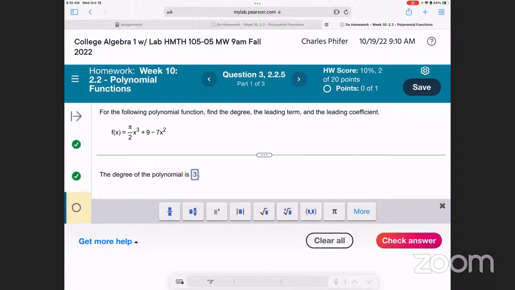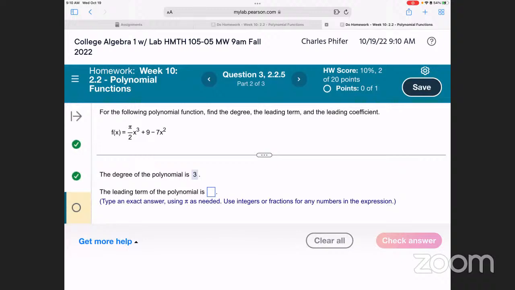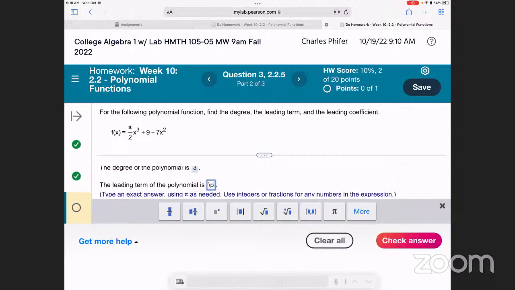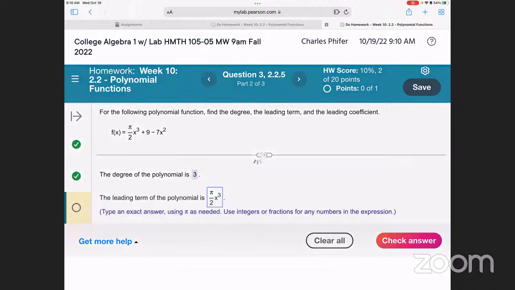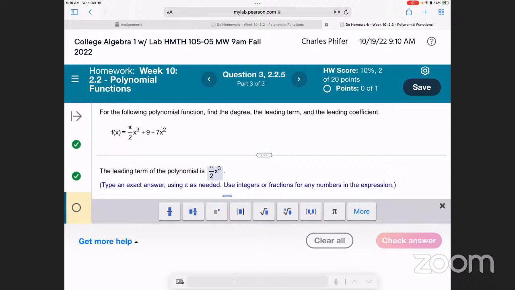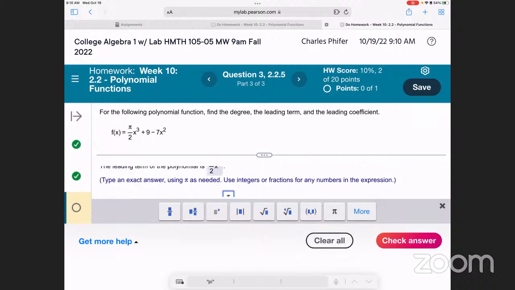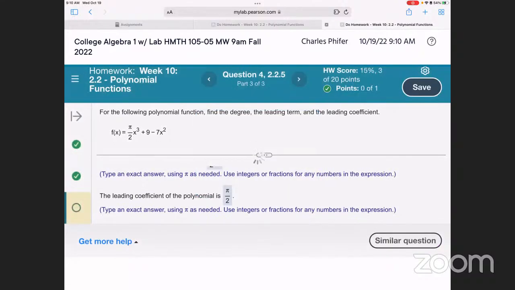Okay. The leading term is pi/2 x to the 3rd. Pi/2 x to the power of 3. Okay. Leading coefficient is what? Pi/2. Okay.